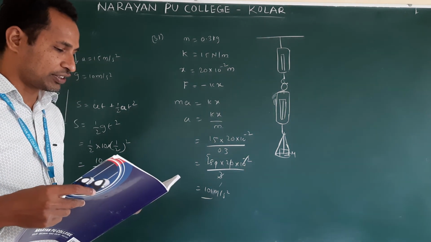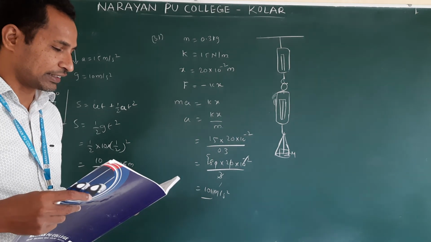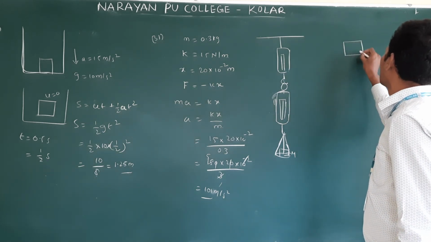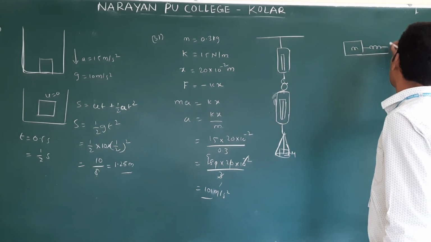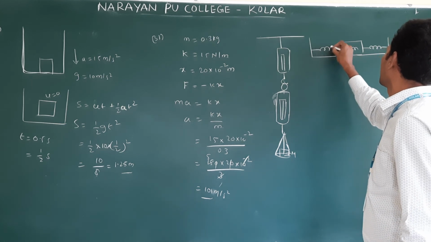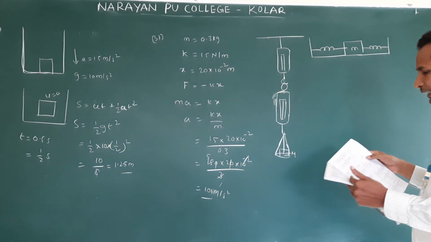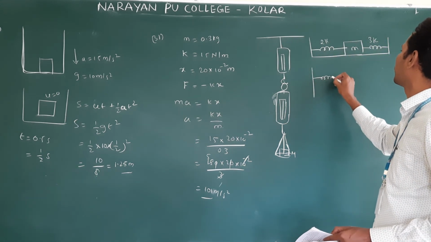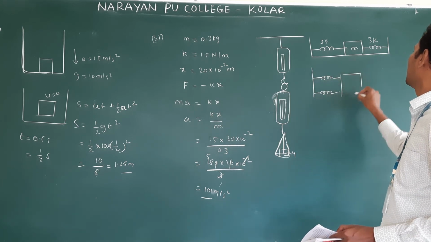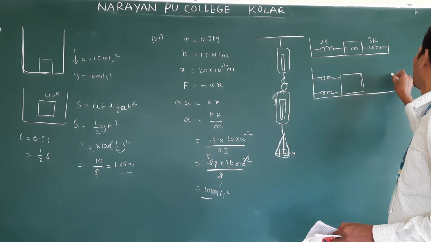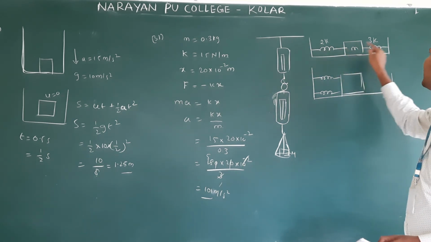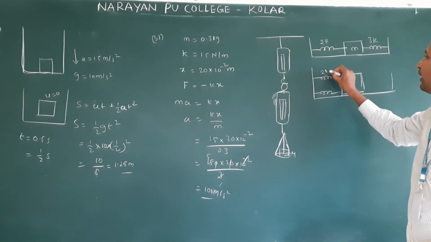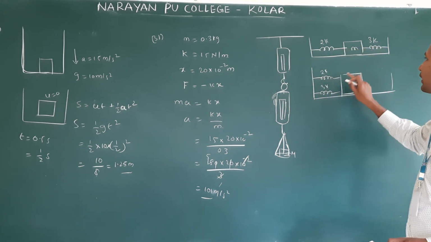If the block is displaced towards the right by distance x, the initial acceleration of the block. This is connected like this, right? 2k and 3k. This combination we can draw like this also. See, the reason is both are connected to the wall. Am I correct or not? So make it like this, nothing wrong. 2k and 3k, and the other ends of the two springs are connected to the block.